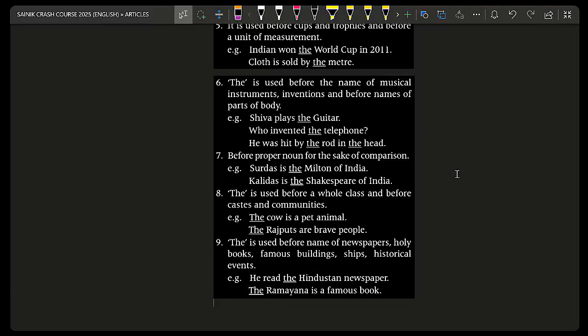So the is used before a whole class and before castes and communities. So for a group of members or things we use the. The cow is a pet animal.